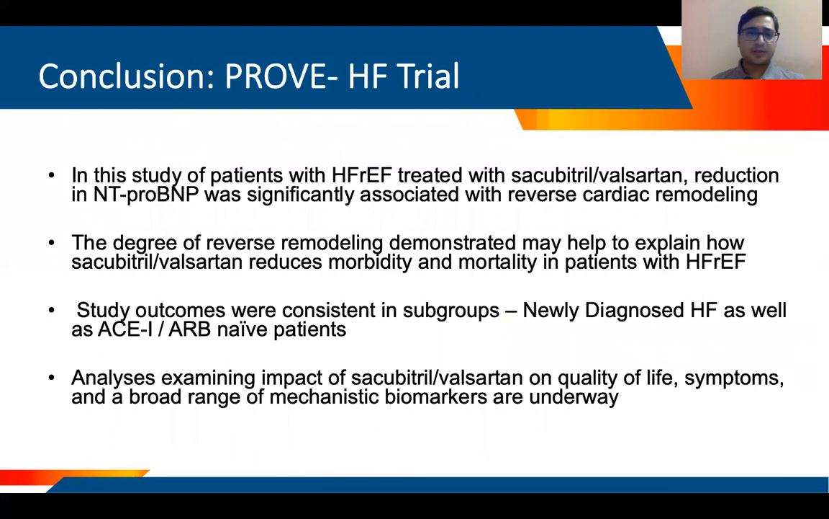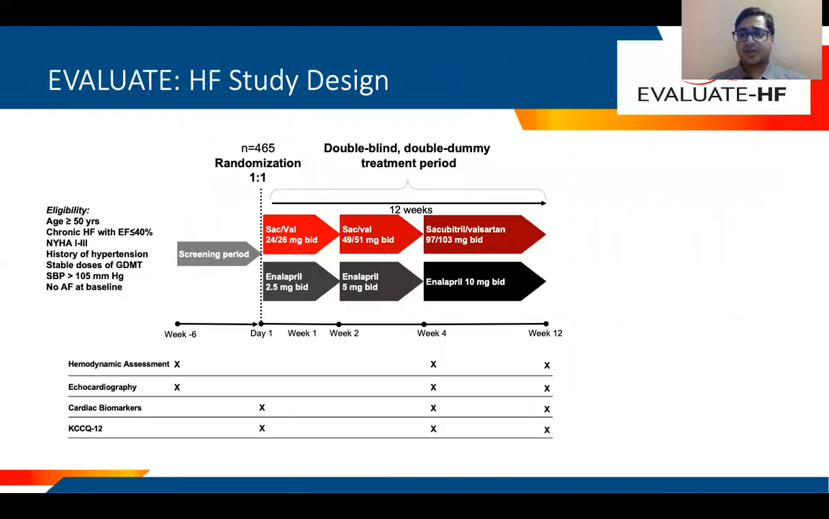So the conclusion of the PROVE-HF trial is that in this study, in patients with heart failure with reduced ejection fraction treated with sacubitril valsartan, reduction in NT-proBNP was significantly associated with reverse cardiac remodeling. The degree of reverse remodeling demonstrated may help to explain how sacubitril valsartan reduces morbidity and mortality in such patients, and study outcomes are consistent in subgroups, be it newly diagnosed heart failure as well as ACE inhibitor or ARB naive patients. And lastly, I'll talk about the EVALUATE-HF study design.